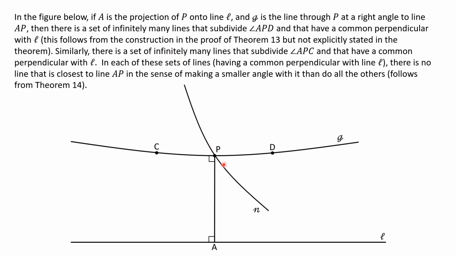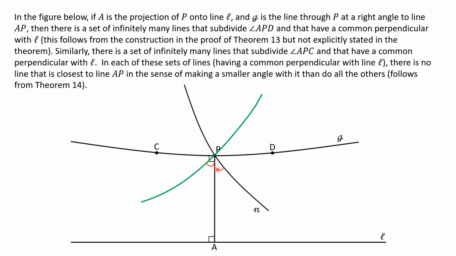We can also go in the opposite direction and subdivide APC with an infinite number of lines that go through P that are parallel to L and have a common perpendicular with L. In each of these sets of infinite number of lines, there is no line that is closest to AP in the sense of making the smallest angle.